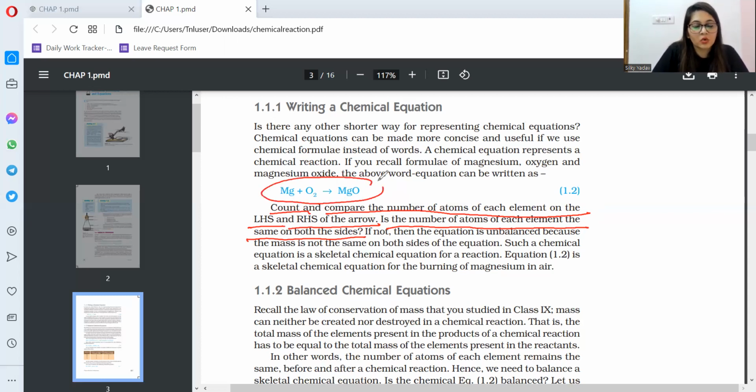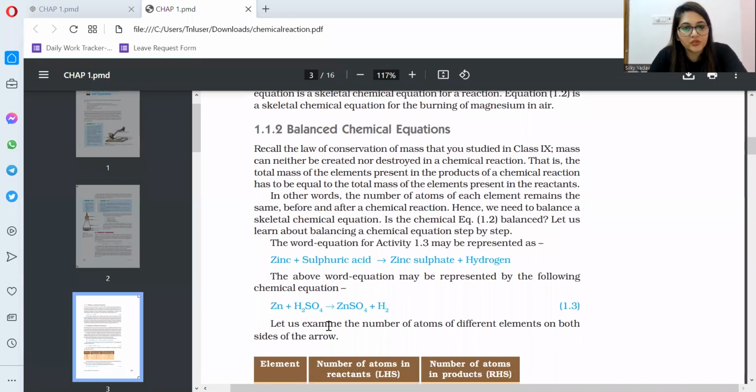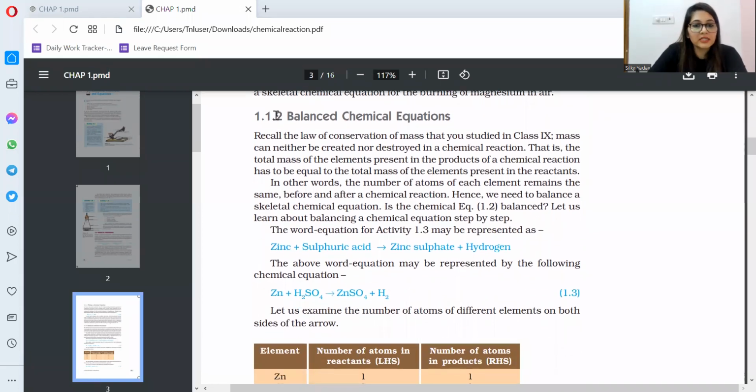So this equation is called a skeletal equation until it is balanced. If it is balanced, it is a balanced chemical equation. So I hope everything till here is clear to everyone. I've told you all what a balanced chemical equation is. That also we've already discussed. So now we'll directly talk about this reaction.